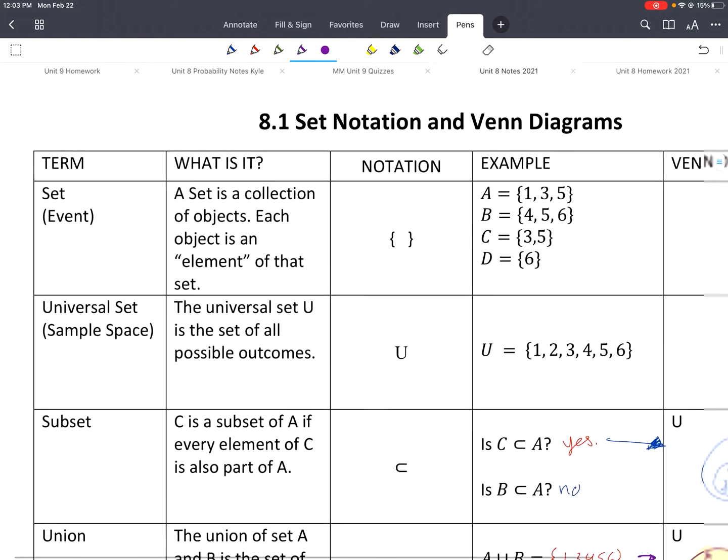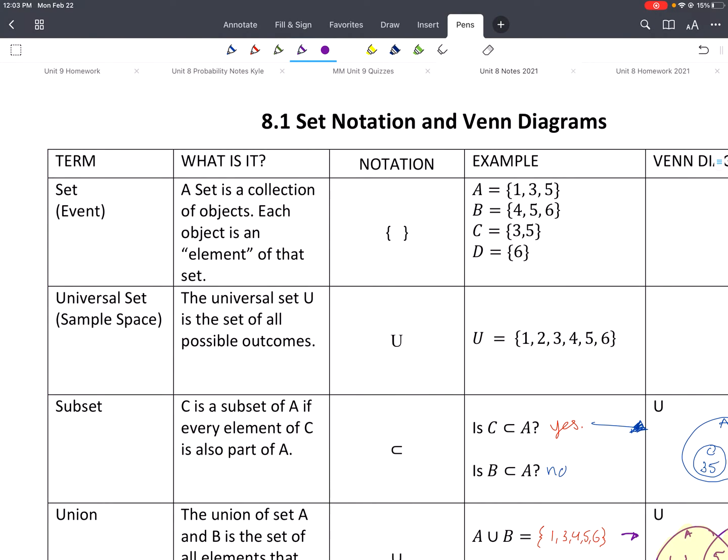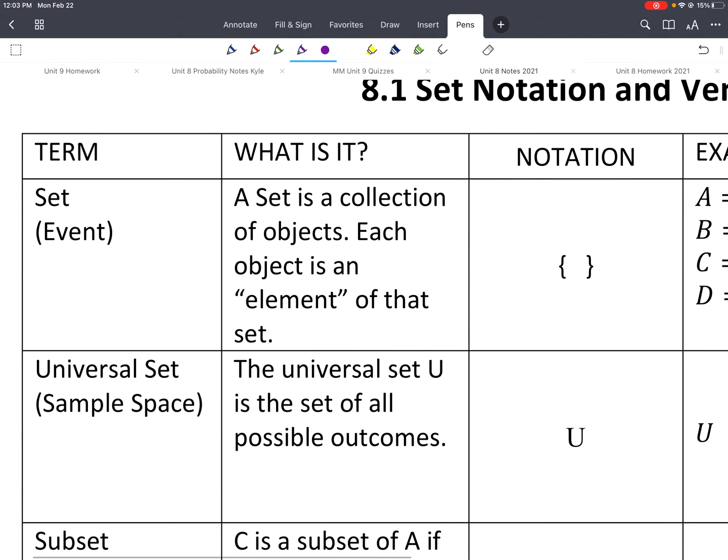So a bunch of what we're covering today is vocab, these different terms for set notation. And we'll talk about these one by one. Hopefully this will make sense. So first we're going to talk about is sets.